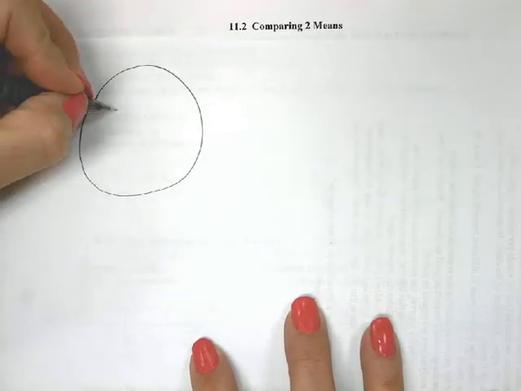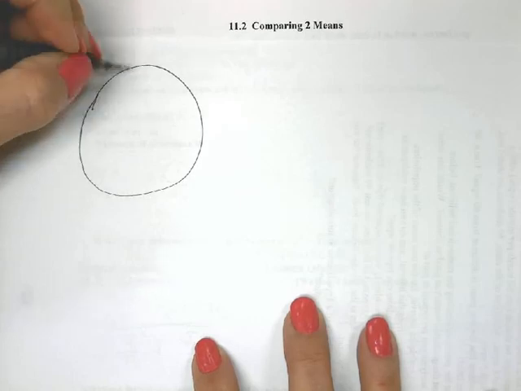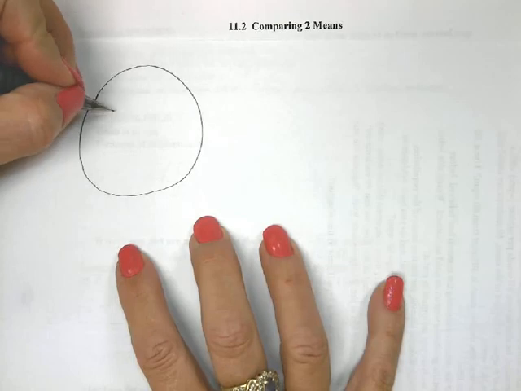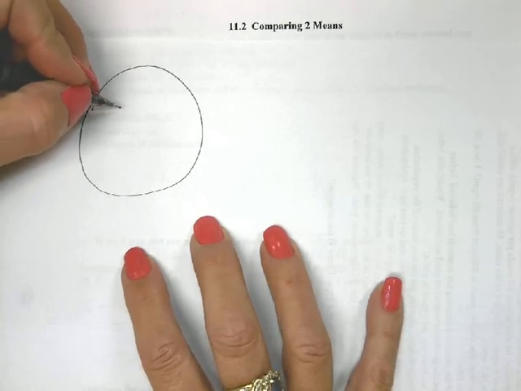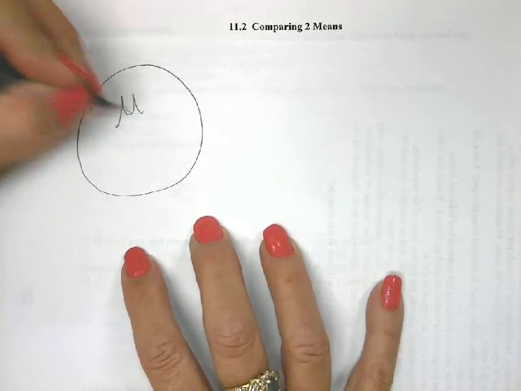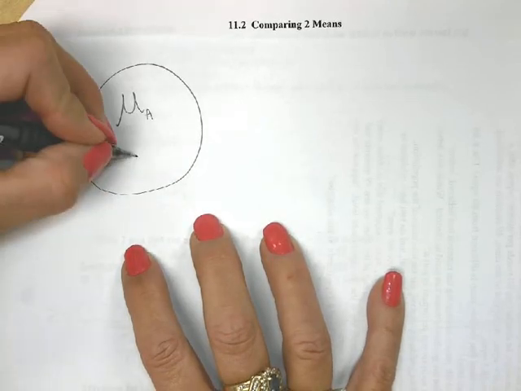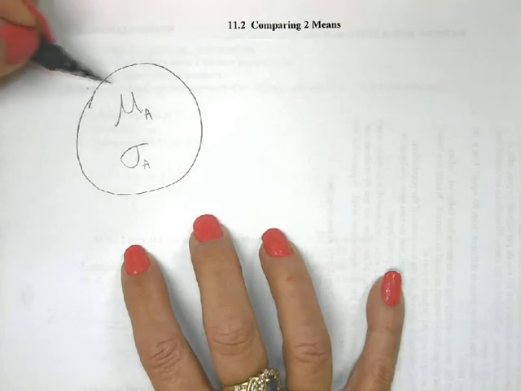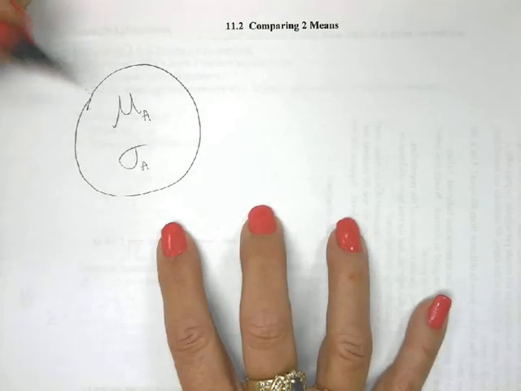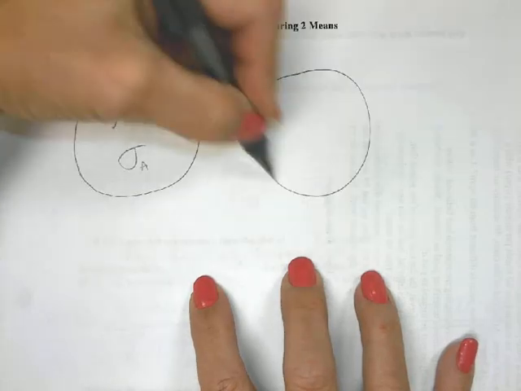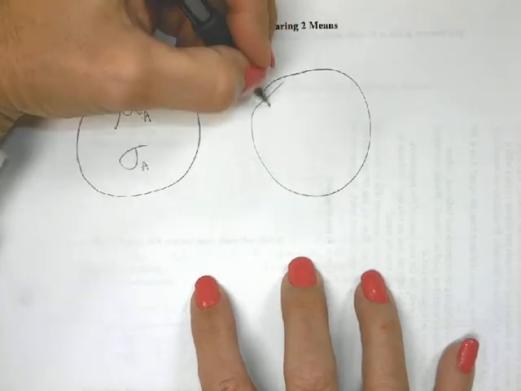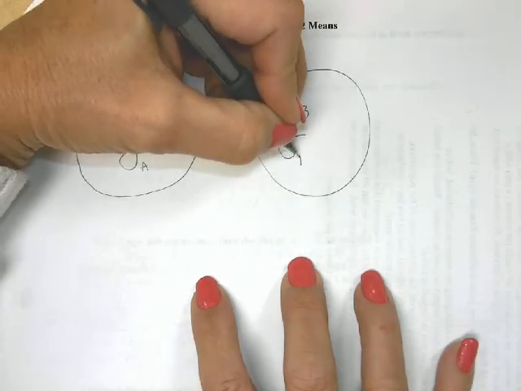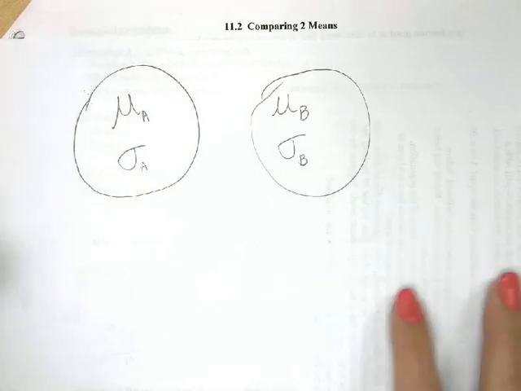We have a population, and we're doing a quantitative measurement. We're not looking at a characteristic, yes or no. We're actually taking a measurement. There's a certain mean and a certain standard deviation that this original population has. We would like this population to be normally distributed, but we don't necessarily need that. And then we have another independent population, with its own mean and standard deviation, and again we would like both populations to be normal.